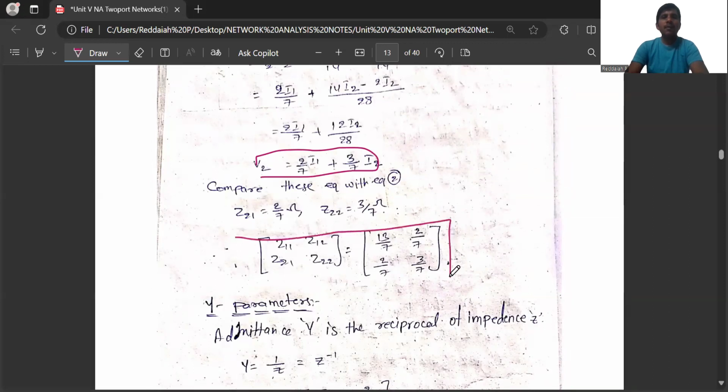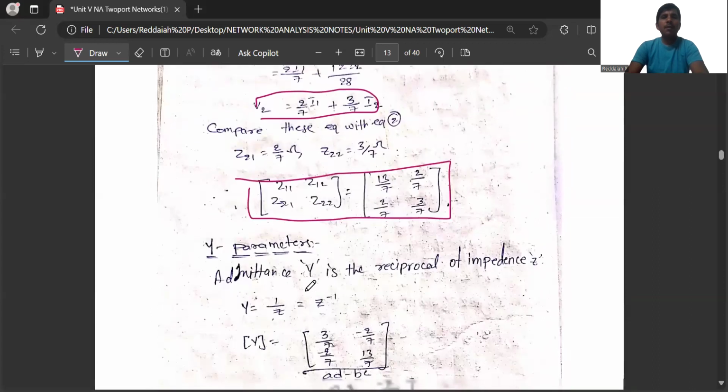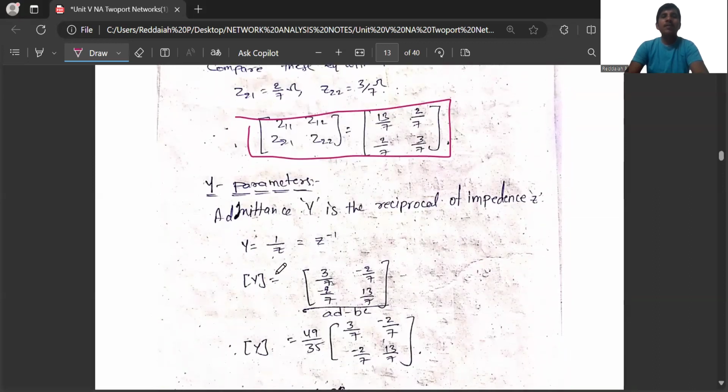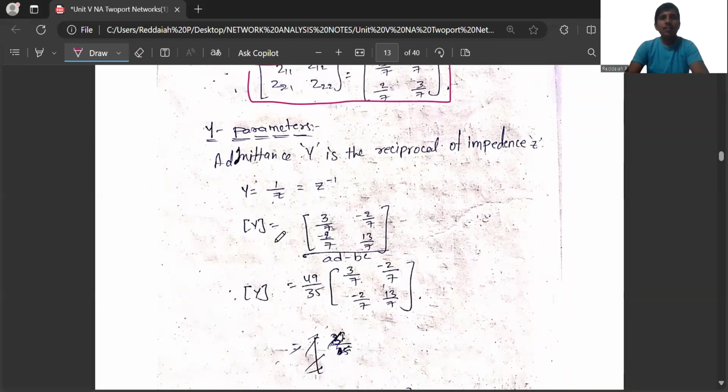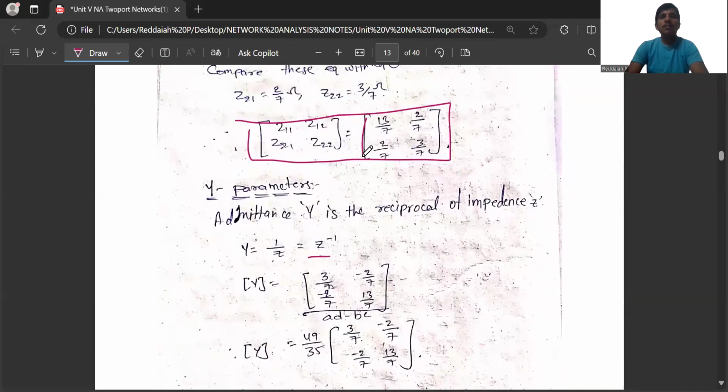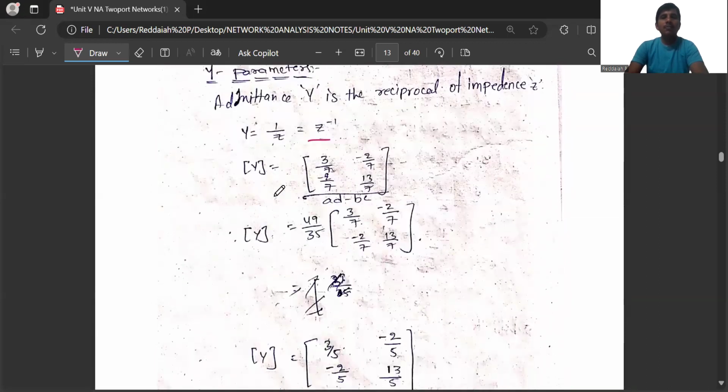First, find the Z parameters. After that, Y parameters. Admittance is the reciprocal of impedance. Y equal to Z inverse. Find the Z inverse. One of the simplest methods, if you know Z parameters, how to calculate? Y equal to 1 by Z, Z inverse. This Z matrix, inverse we are applying.